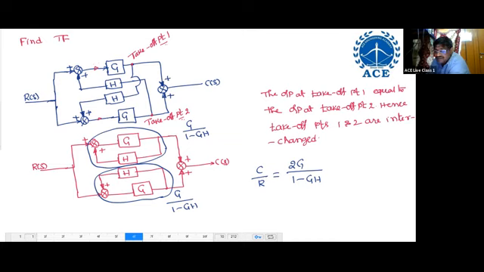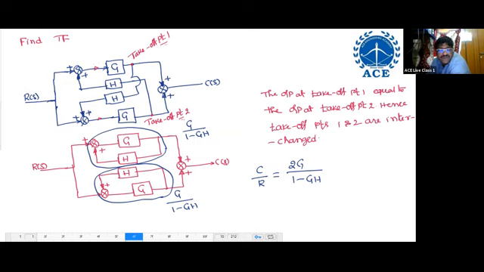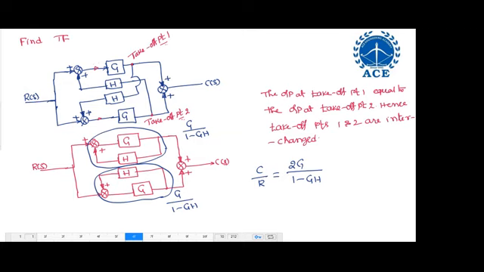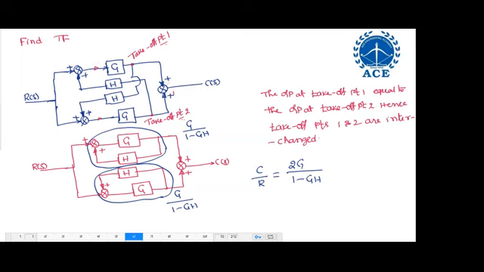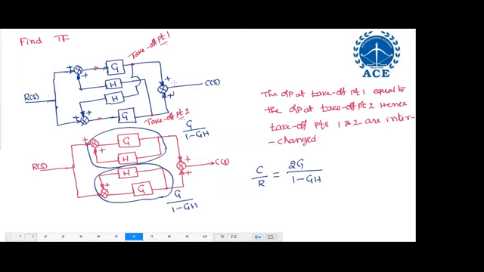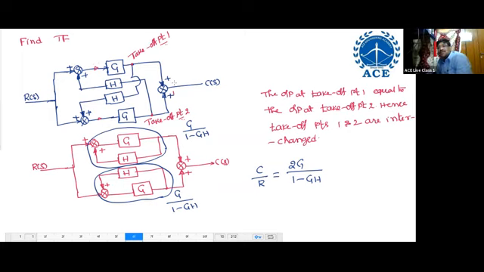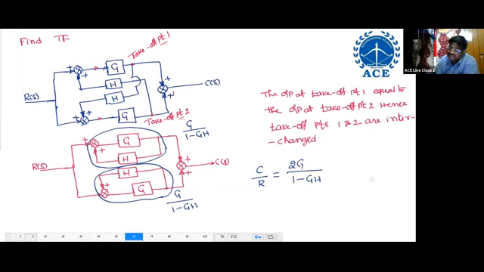Sir, here there are 4 forward paths and 1 loop. First forward path G, second forward path G into H into G, third forward path again G, fourth one again G into H into G, and 1 loop: 1 minus G square H square. Sir, the answer will come the same. Denominator you can write as 1 plus GH into 1 minus GH. Take the numerator common, one term cancels, then you will get the same answer. Okay, sir, got it. Thanks.